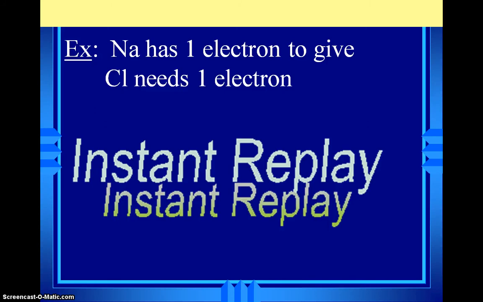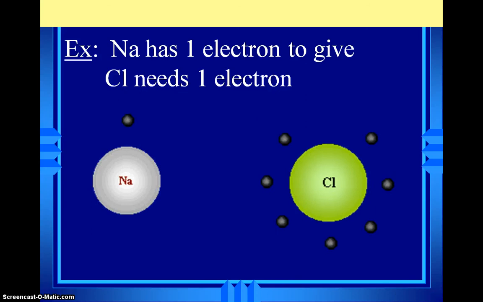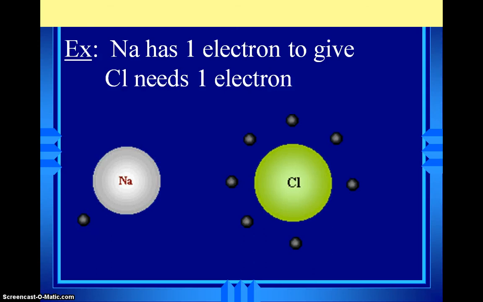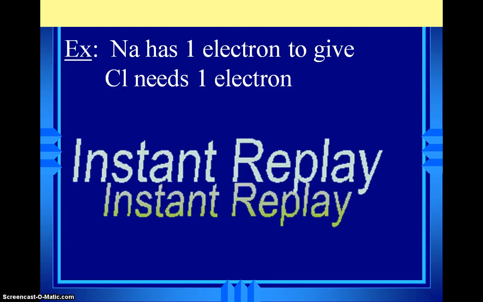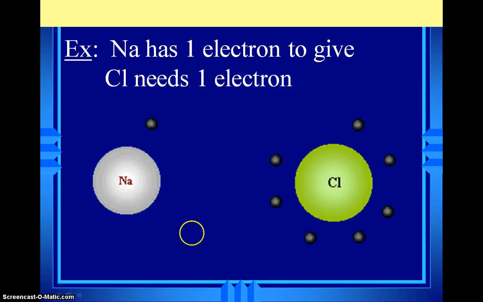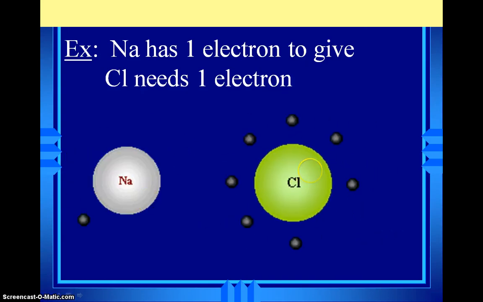Chlorine has 17 electrons. So it has 2 in the first, 8 in the second, and 7 in the third. So it really wants to pick up an electron so it can have an outer shell that is full. So what ends up happening is the two will form ions when they're near each other. Sodium has 1 electron to give, and chlorine has 1 electron to take. So sodium will give its electron to chlorine, forming a sodium ion and a chloride ion.